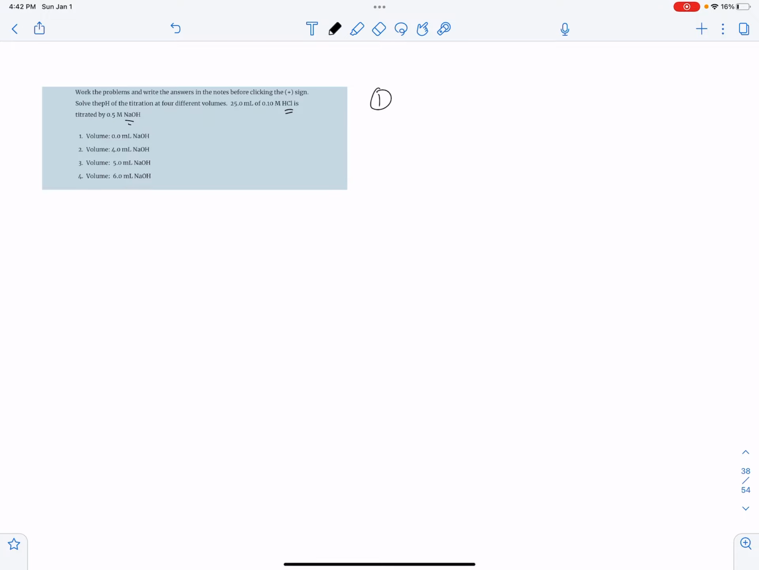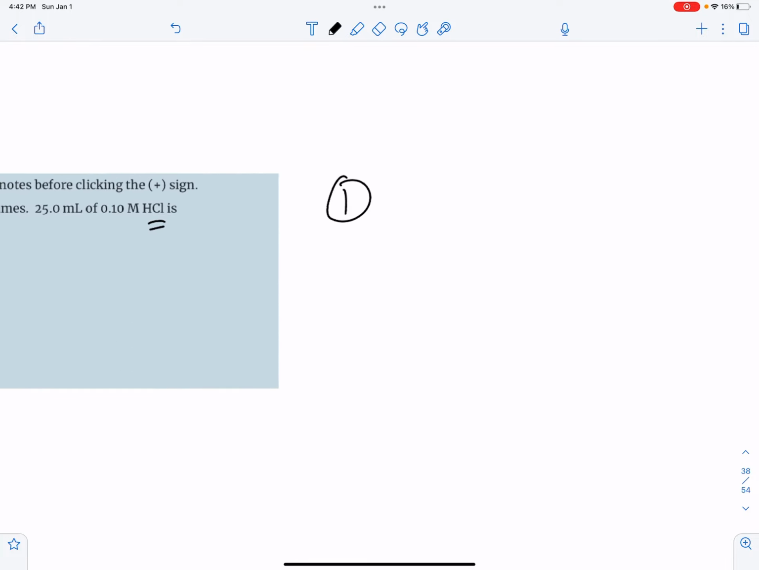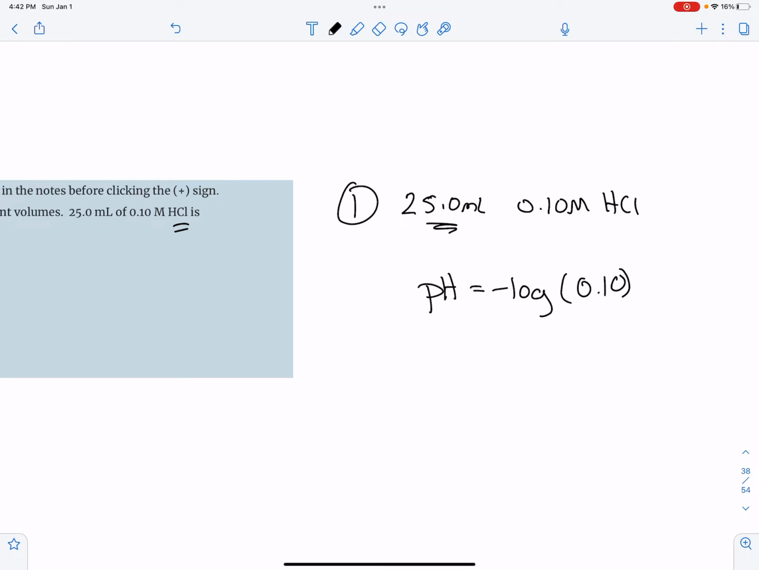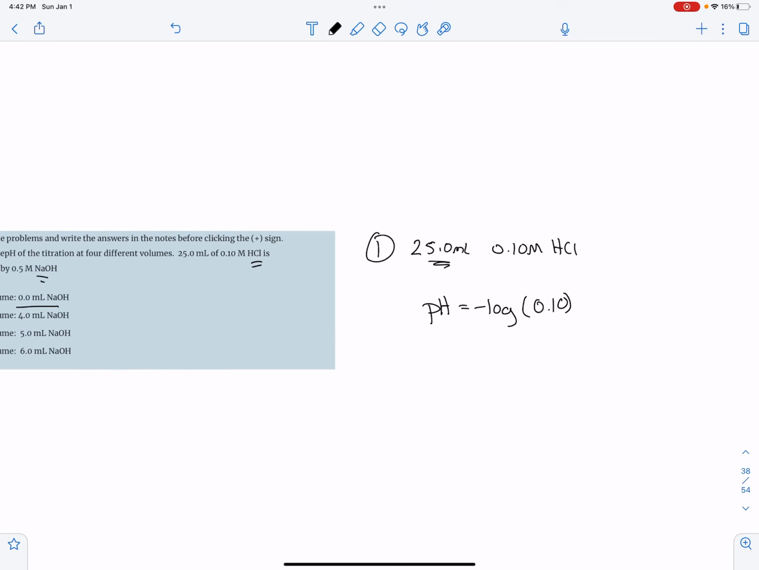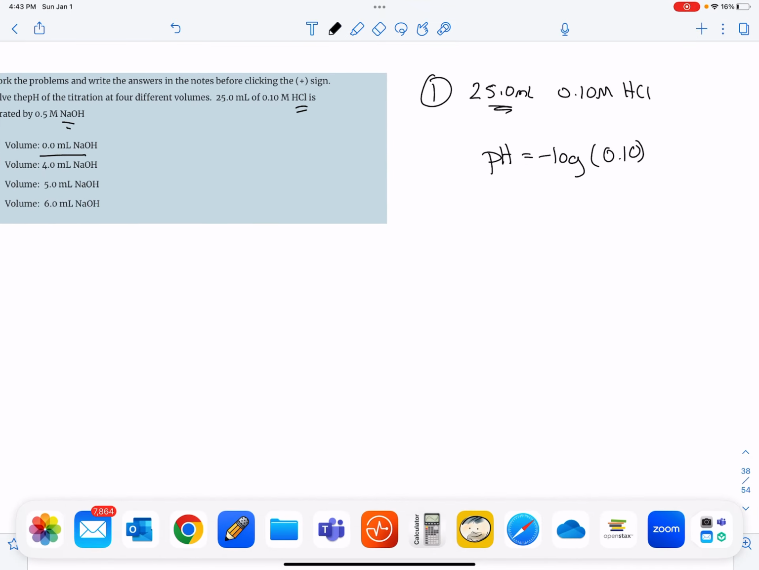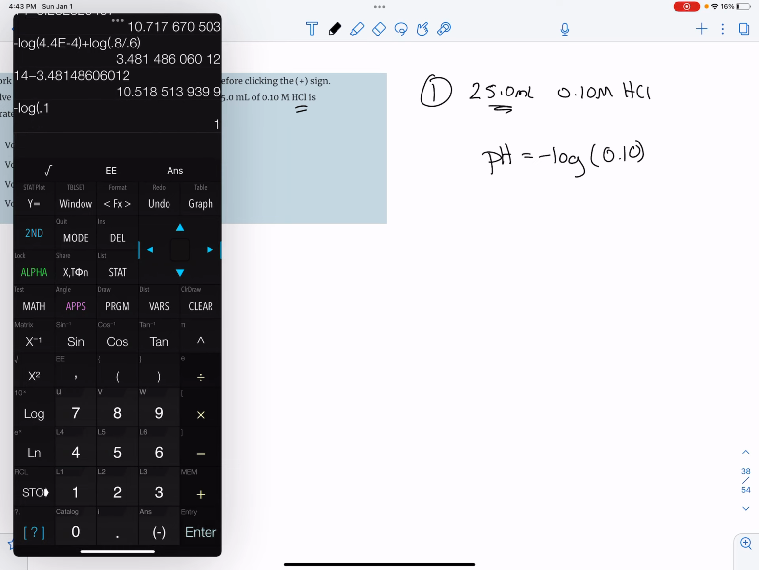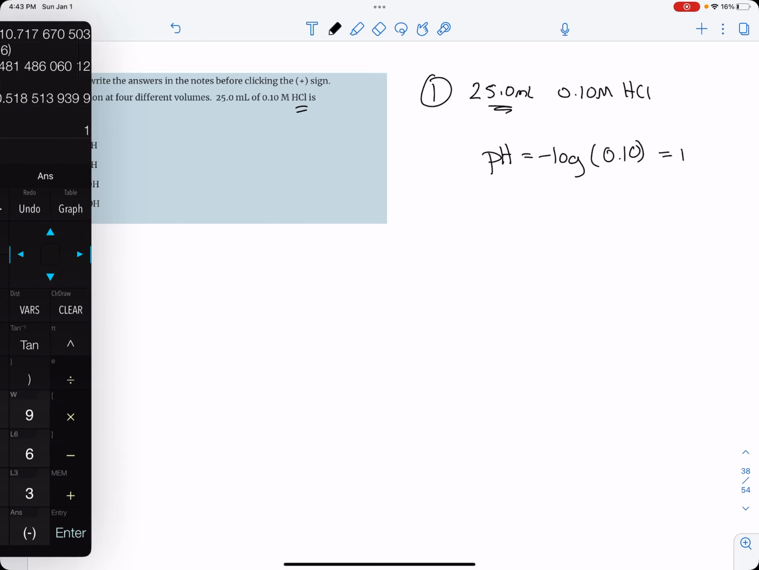The first one is where no NaOH has been added. So all we're dealing with is the 25 milliliters of the 0.10 molar HCl. So this is just any strong acid. You just do the negative log of that concentration. It doesn't matter if you got 1 milliliter or like 20 milliliters of it. This is how you do the pH of that. So that part's really, really easy. So negative log of 0.1. So that gives me that the pH is 1.